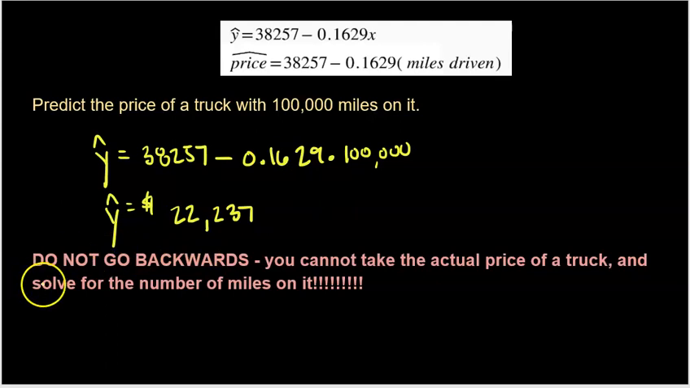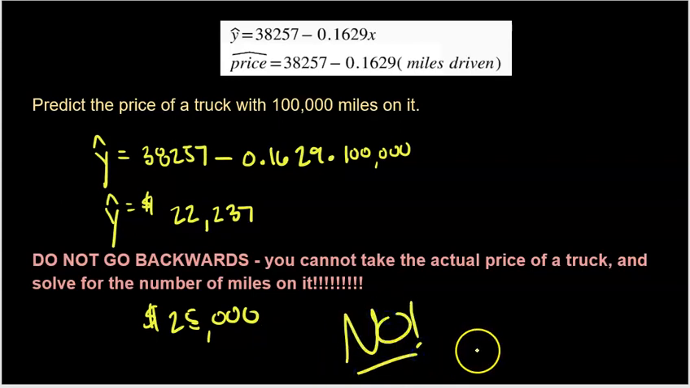Now, I said this earlier, and I want to emphasize it again now so that you might have a better understanding: these equations cannot go backwards. Don't be fooled, because I will try to fool you. If I said something like, hey, there's a car that's for sale for $25,000, can you take the price of $25,000 and predict the mileage? The answer is no, I cannot do it.